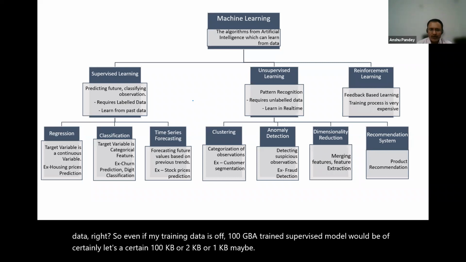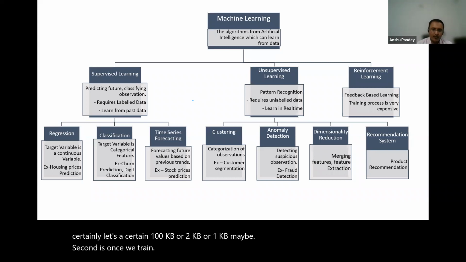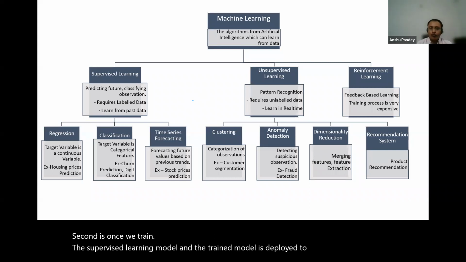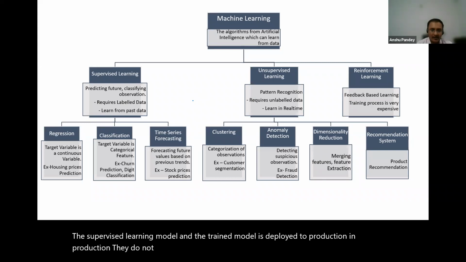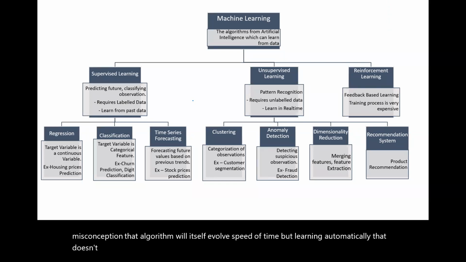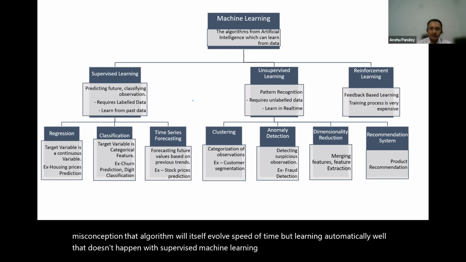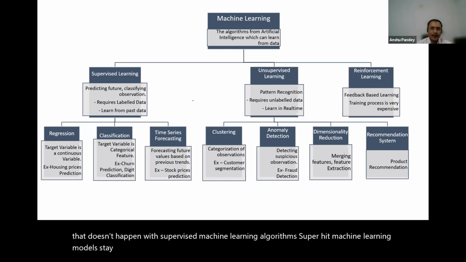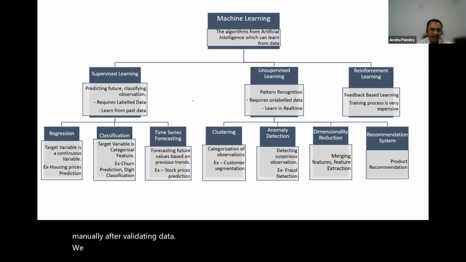Second is, once we train the supervised learning model and the trained model is deployed to production, in production they do not perform any sort of real-time learning. A lot of people have the misconception that the algorithm will itself evolve over a period of time by learning automatically. Well, that doesn't happen with supervised machine learning algorithms. Supervised machine learning models stay static in production unless we manually retrain them. And usually we retrain them manually after validating data. We don't let them get trained and improve automatically.